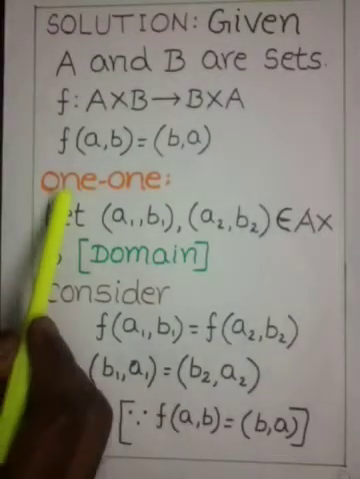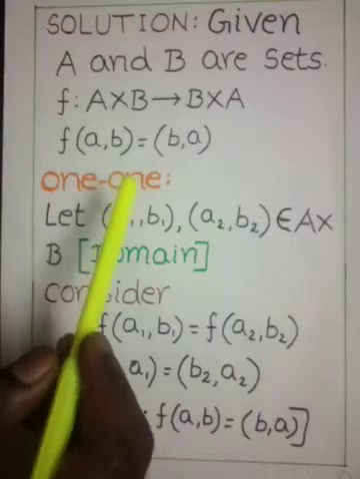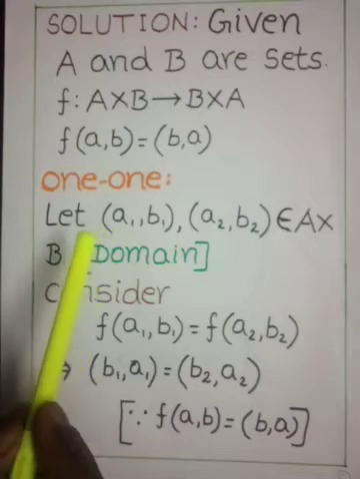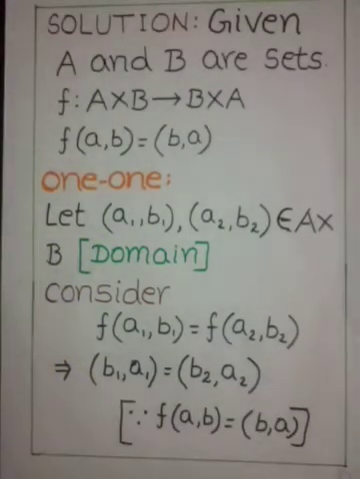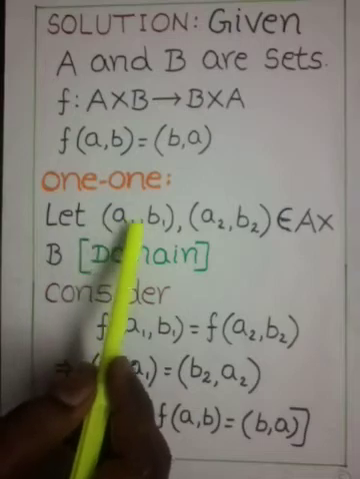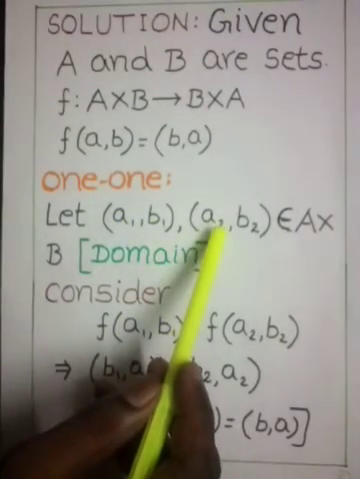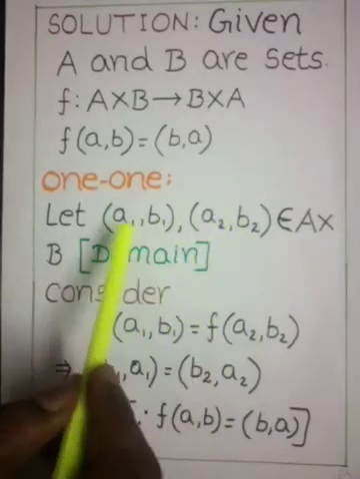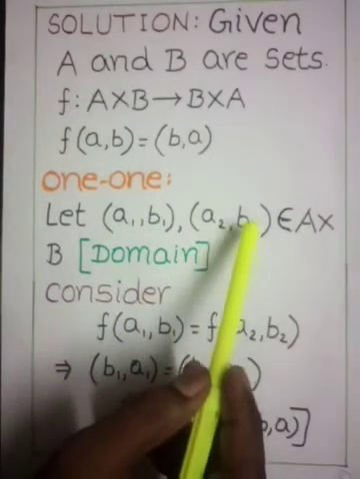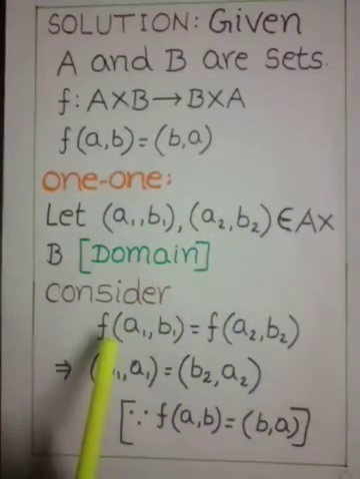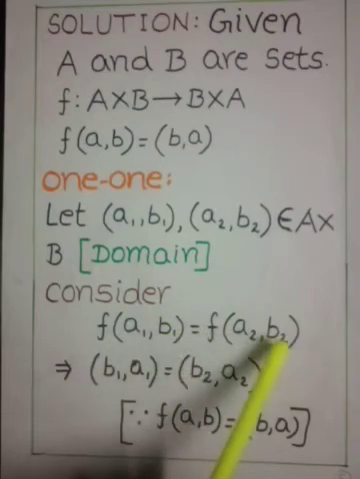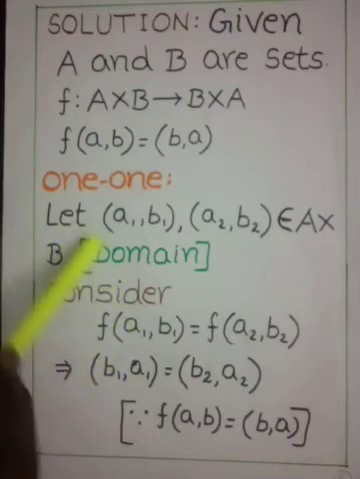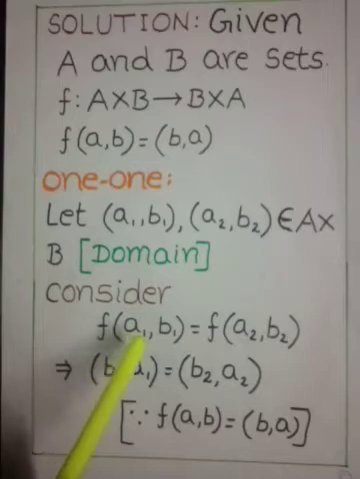Now, one-one function. Okay, my dear children, we are going to show that the given function is one-one. You know the steps. What are the steps? You have to select any two elements from the domain. So I have selected ordered pairs (a1, b1) and (a2, b2) belonging to A cross B. From the domain we have selected two elements, namely (a1, b1) and (a2, b2), and we have to consider f of (a1, b1) equal to f of (a2, b2). I said many times, these two steps are very important to prove that the given function is one-one.